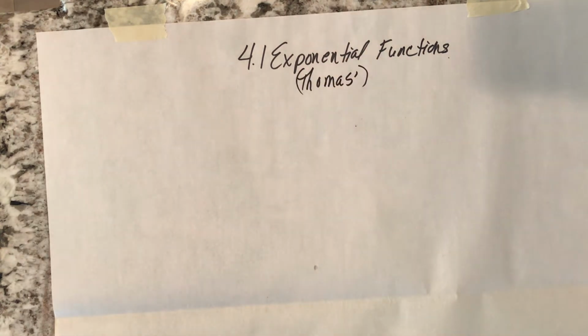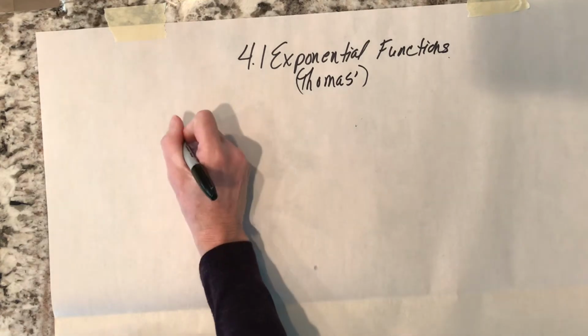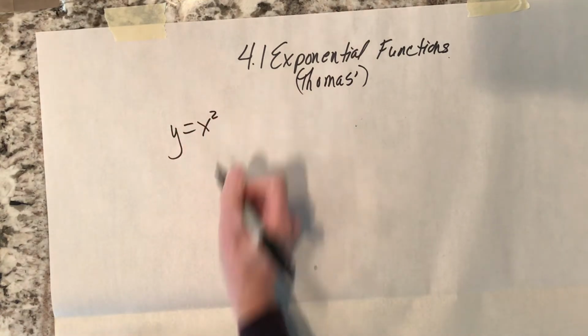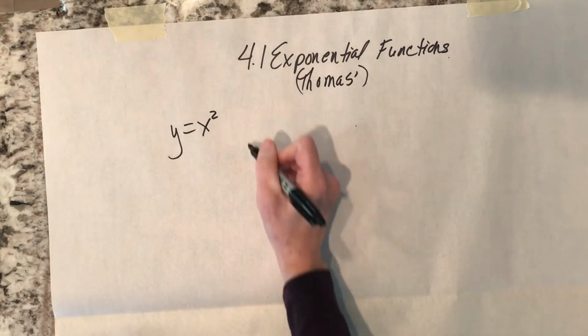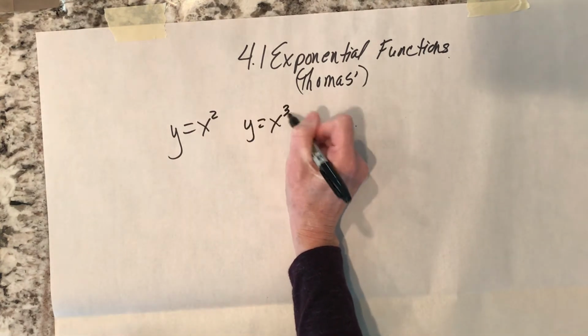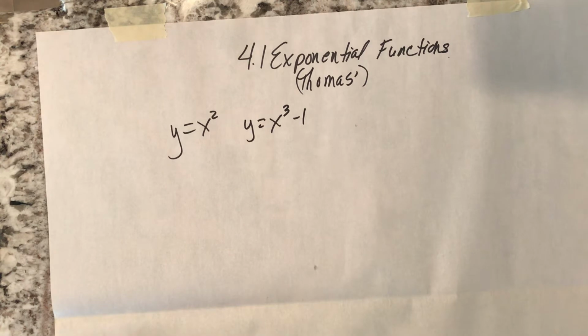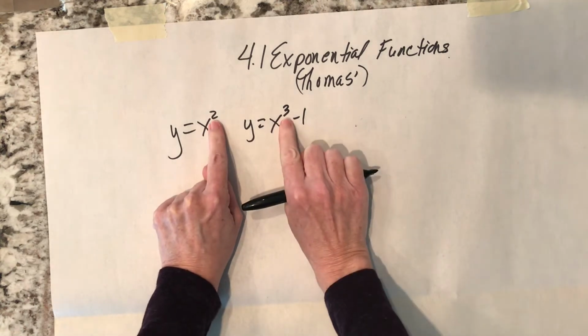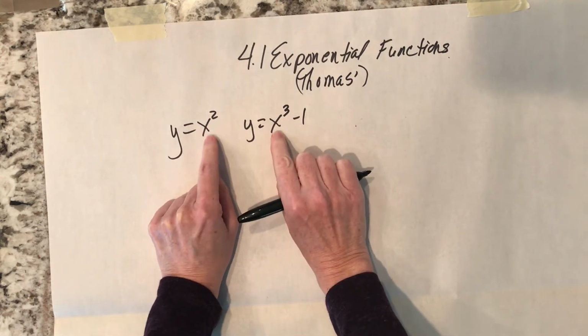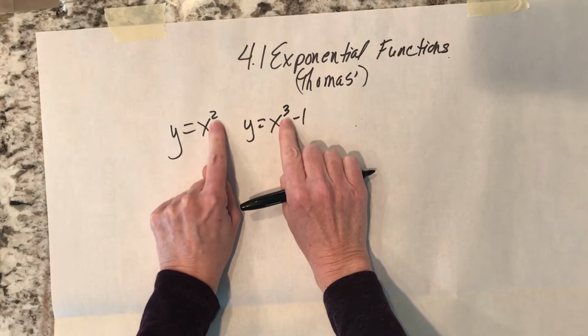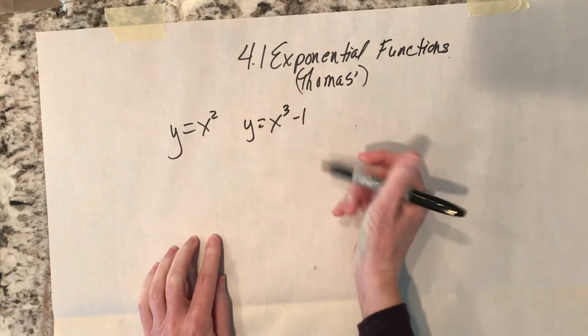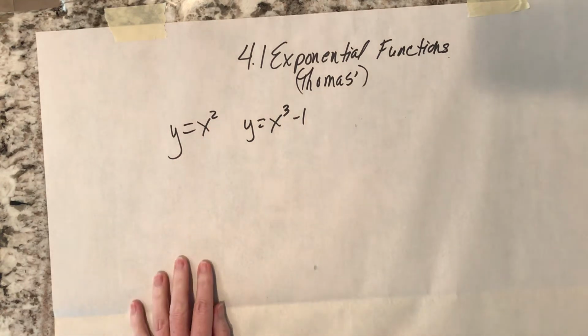There we go. We're starting out by looking at the difference between regular functions we've been doing and exponential functions. The two examples he gives you are y equals x squared and y equals x cubed minus 1. Notice that we have exponents for those. The variable is the base number, not the exponent. So those are just normal functions we've dealt with before.